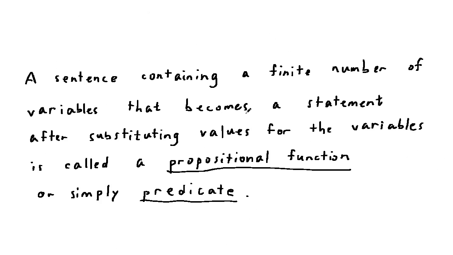A sentence containing a finite number of variables that becomes a statement after substituting values for the variables is called a propositional function, or simply predicate. For example, P of x and Q of x y are predicates.